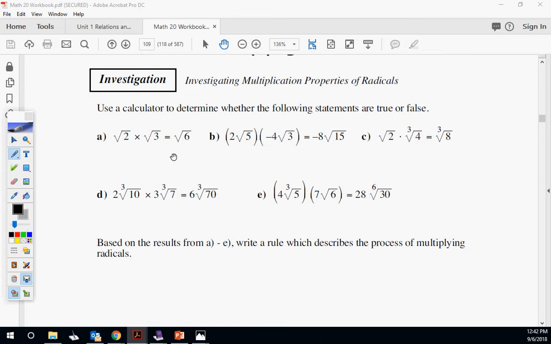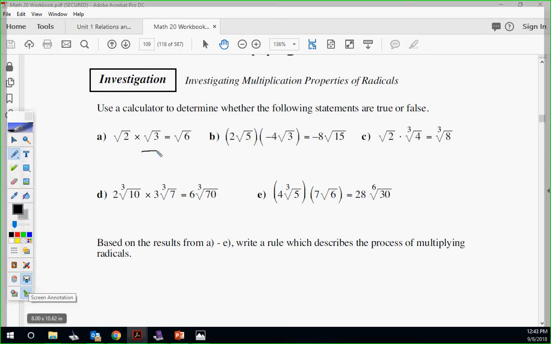Root 2 times root 3 equals root 6. We already stated that is possible, right? Root 2 times root 3 is root 6. So this one is true. Okay, so when we look at these ones, 2 times negative 4 is negative 8. Root 5 times root 3 is root 15. That is true. We're going to learn that today.